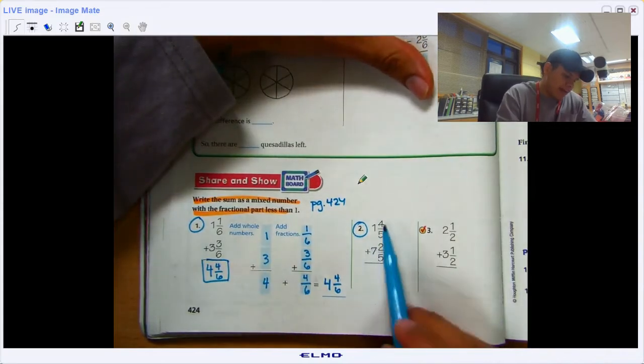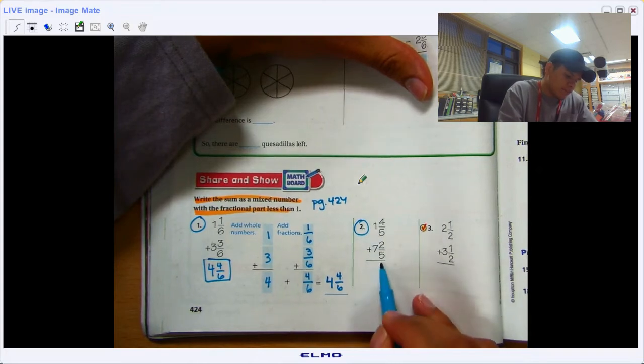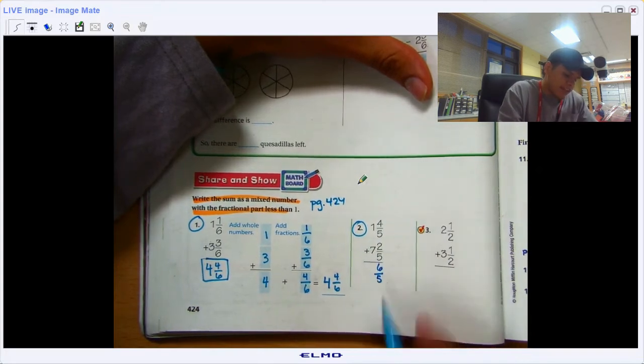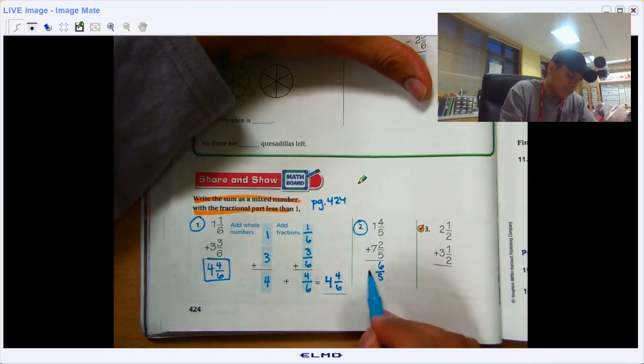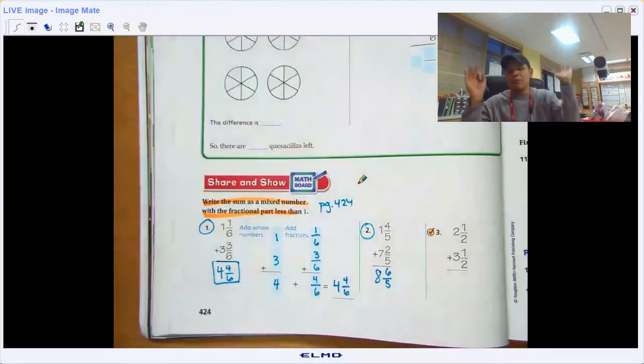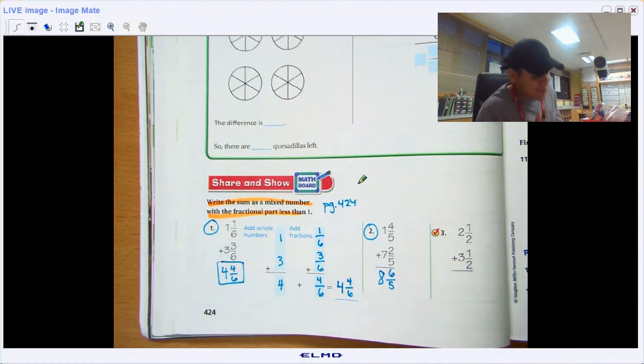First, we're going to add our fractions. So 1 and 4/5 plus 7 and 2/5. Let's add 4/5 plus 2/5 first. And we get 6/5. Next, let's add our whole numbers. 1 plus 7 is 8. All right, I'm done. Hopefully, you noticed I'm not done.